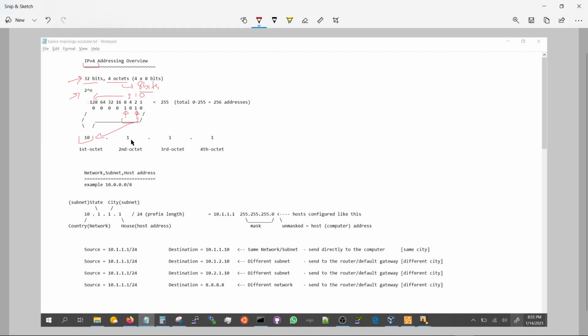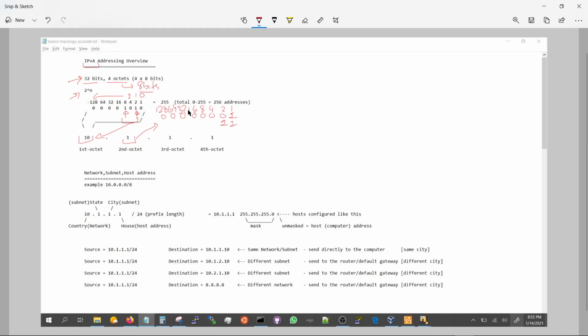Similarly, if you want to write the rest of the octets, let's take this one. You're going to do 1, 2, 4, 8, 16, 32, 64, 128. So 1 is going to be 0, 0, 0, 0, 0, 0, 0, 1. And a 3 is going to be a 2 and a 1, and so on and so forth.